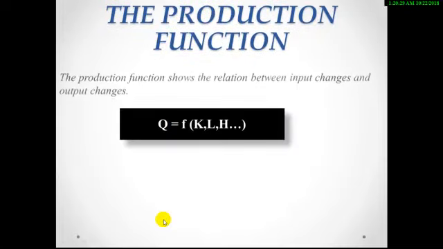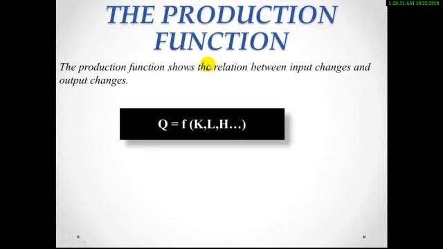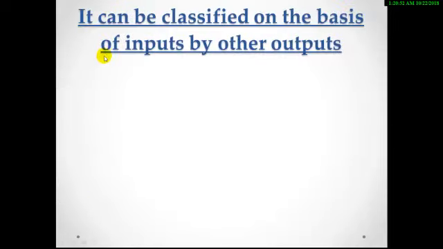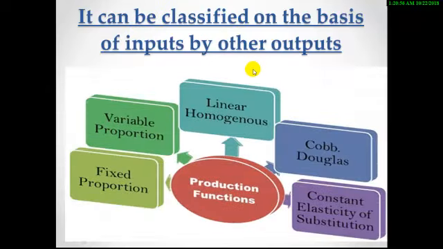The production function. Production function shows the relation between input changes and output changes. The production function is expressed as Q equals F of K, L, H, where Q is output, K and L are capital and labor, H is land. Production function is classified on the basis of inputs and output.